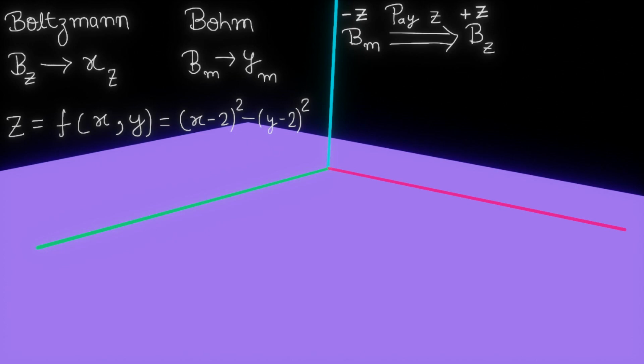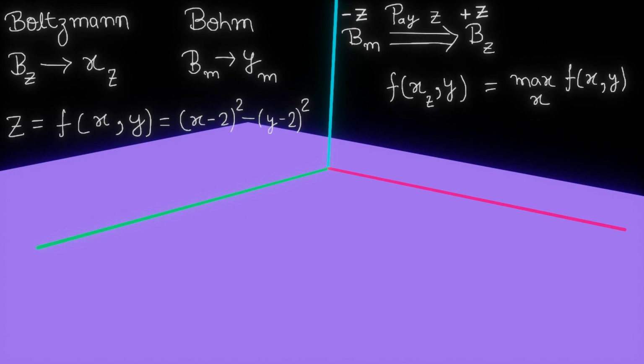So Boltzmann would try to maximize the function f(x,y) over X, and xz is the value which maximizes the function over X. So Boltzmann has chosen the value xz, which means that the x variable of this function is fixed and y is free, which means that this function f(xz,y) is a function of only one variable, that is y.